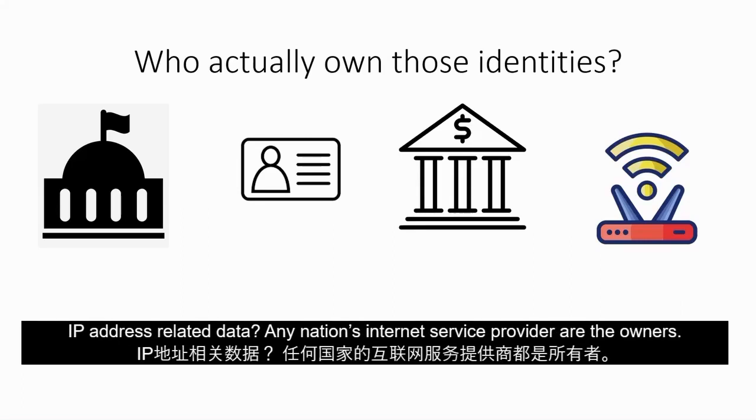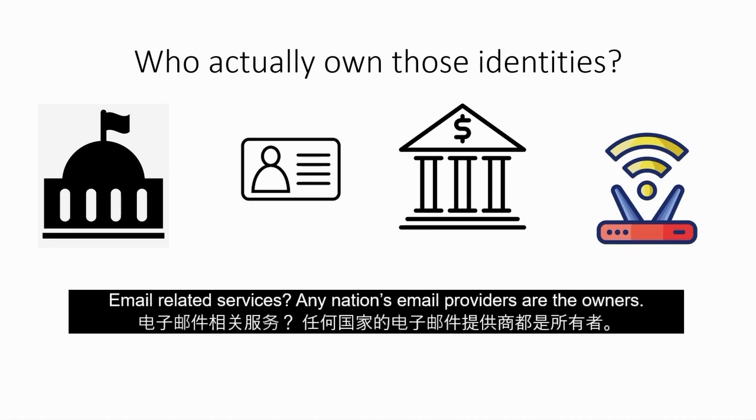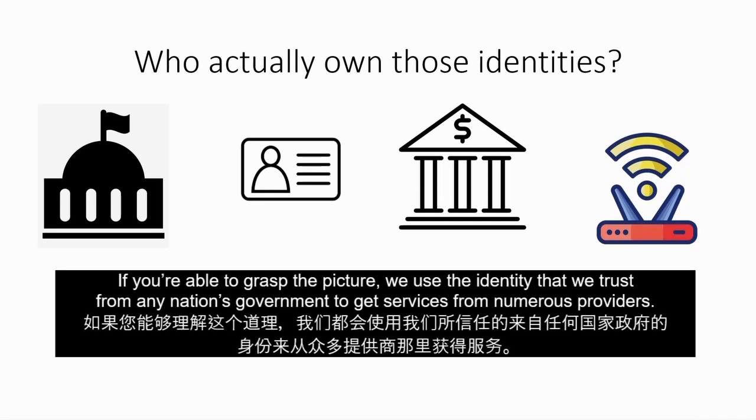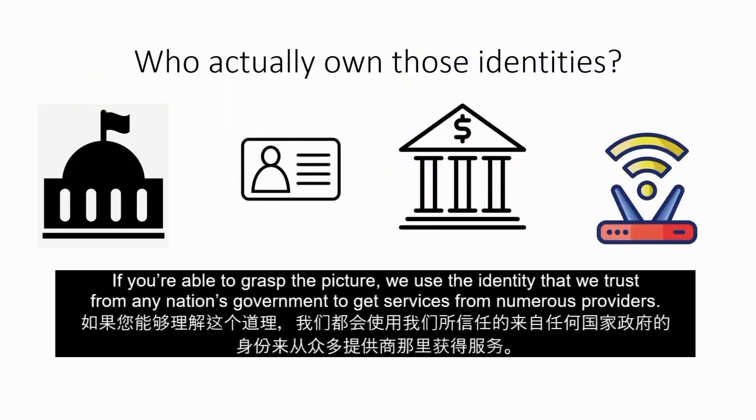For IP address-related data, any nation's internet service provider is the owner. For email-related services, any nation's email provider is the owner. If you are able to grasp the picture, we use the identity that we trust from any nation's government to get services from numerous providers.